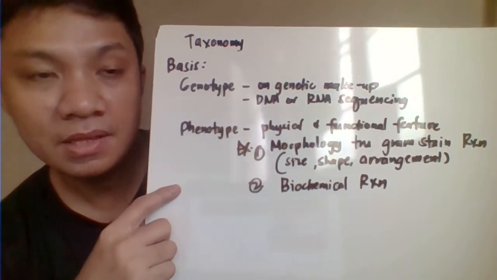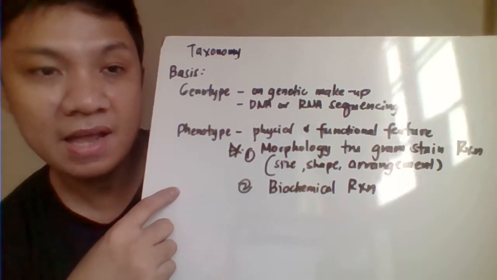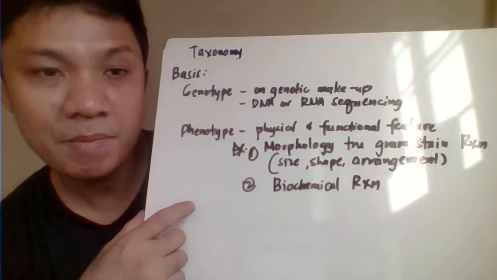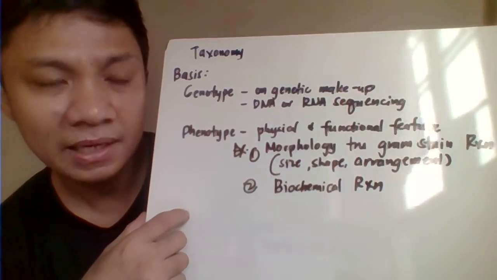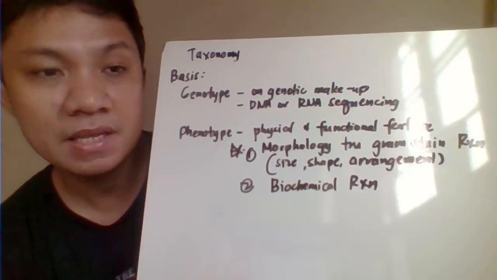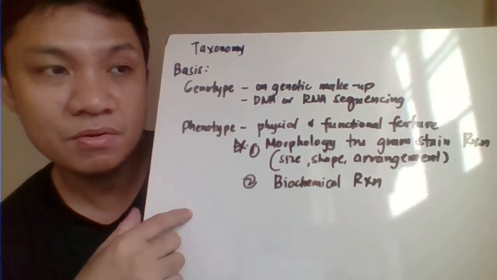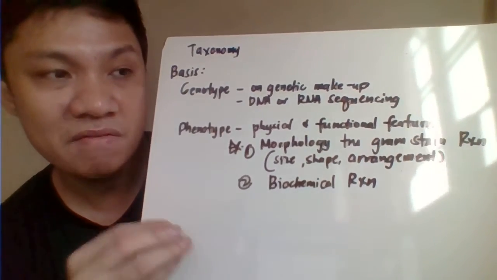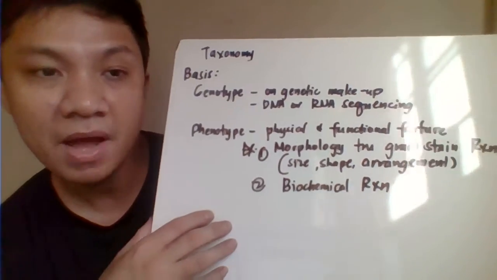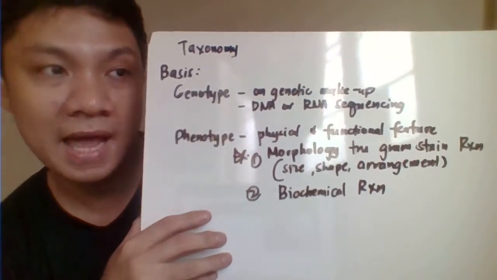Phenotype, on the other hand, pertains to the physical characteristics. Most likely, we could identify the phenotype of your bacteria by microscopic identification. You could perform the gram stain, identifying it as gram positive or gram negative, or it could also be identified through their shape, size, morphology, or arrangement. Or even biochemical reaction is also part of the phenotypic typing.